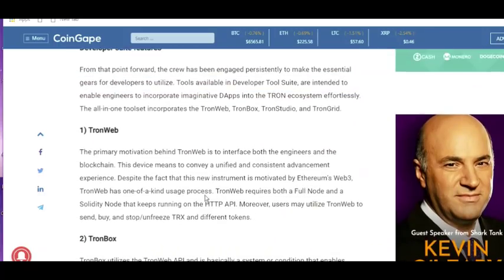So what are they? Tron Web. The primary motivation behind Tron Web is to interface both the engineers and the blockchain. This device means to convey a unified and consistent advancement experience. Despite the fact that this new instrument is motivated by Ethereum's Web3, Tron Web has a one-of-a-kind usage process. Tron Web requires both a full node and a Solidity node that keeps running on the HTTP API. Moreover, users may utilize Tron Web to send, buy, and stop/unfreeze TRX in different tokens that are on the Tron network.